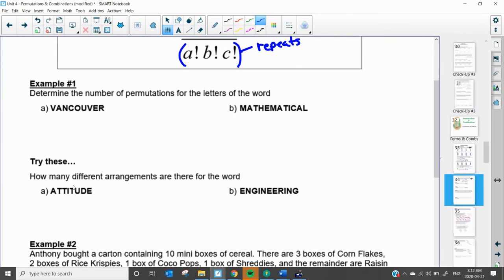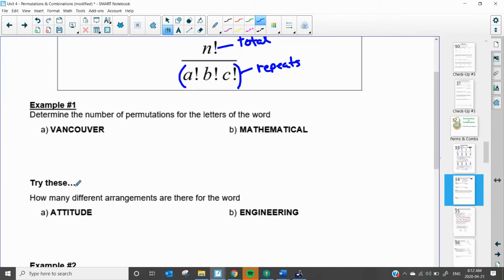The first question says, determine the number of permutations for the letters of the word Vancouver. We can see there's some repeating letters. So the first thing we're going to do is figure out what our repeats are. In this case, we have 2 V's. If we count up our letters, we've got 1, 2, 3, 4, 5, 6, 7, 8, 9 letters. So our total goes on top, 9 factorial, divided by our repeats, 2 factorial. So 9 factorial divided by 2 factorial is 181,440.